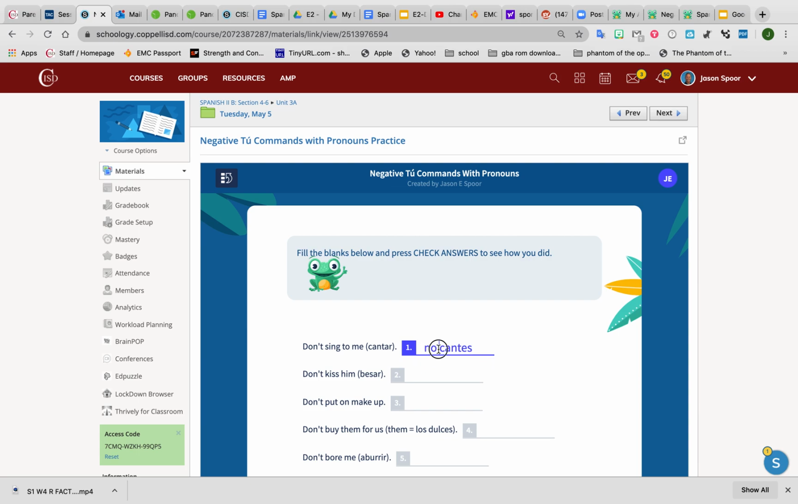Now, this is a negative command. We don't put the pronouns on the end of negative commands. They have to go after the no, before the verb. So don't sing to who? To me. So no me cantes.